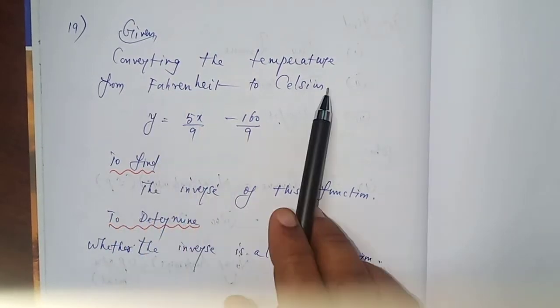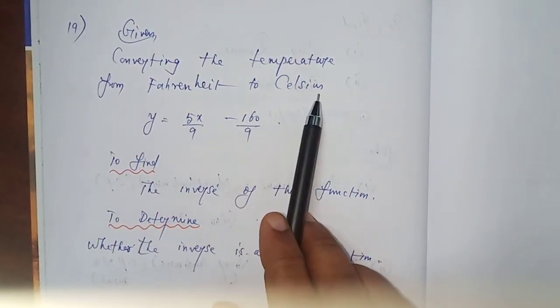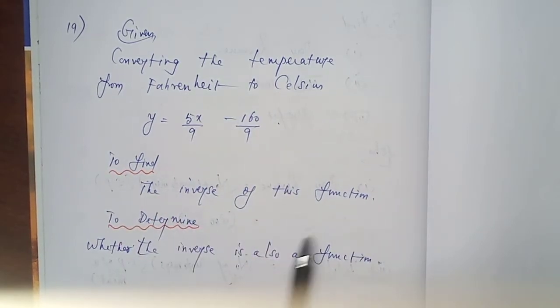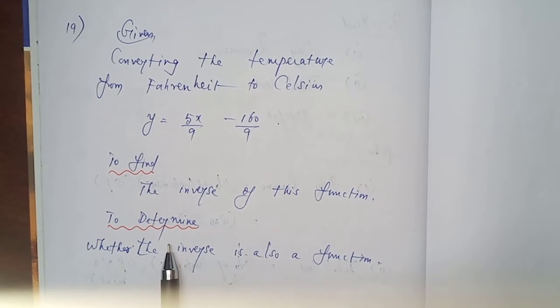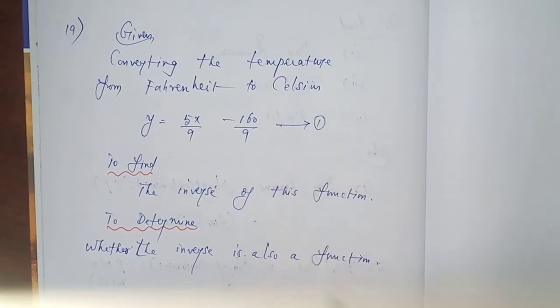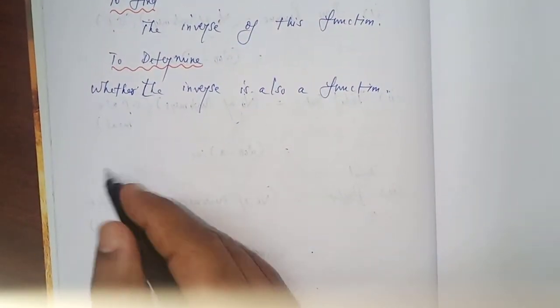What is given? Converting the temperature from Fahrenheit to Celsius is given by this equation. Find the inverse of the function and verify whether the inverse is also a function. Let it be equation number 1. Solution.